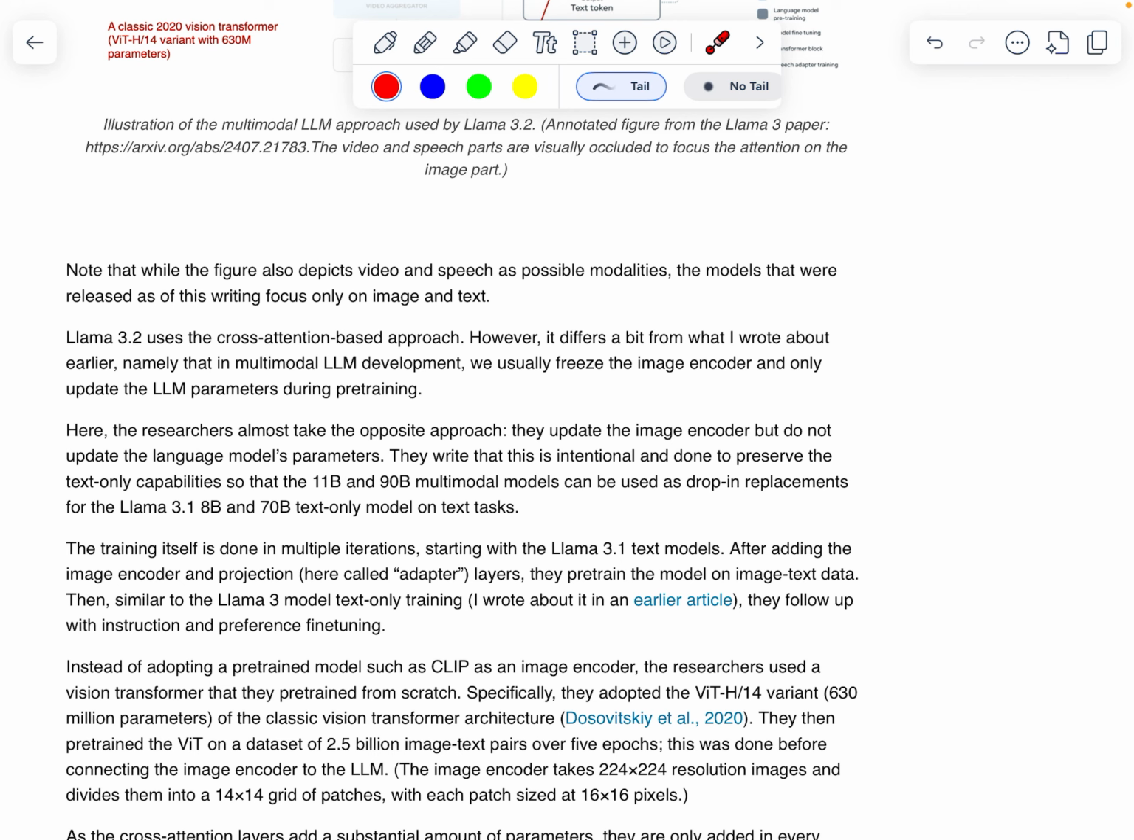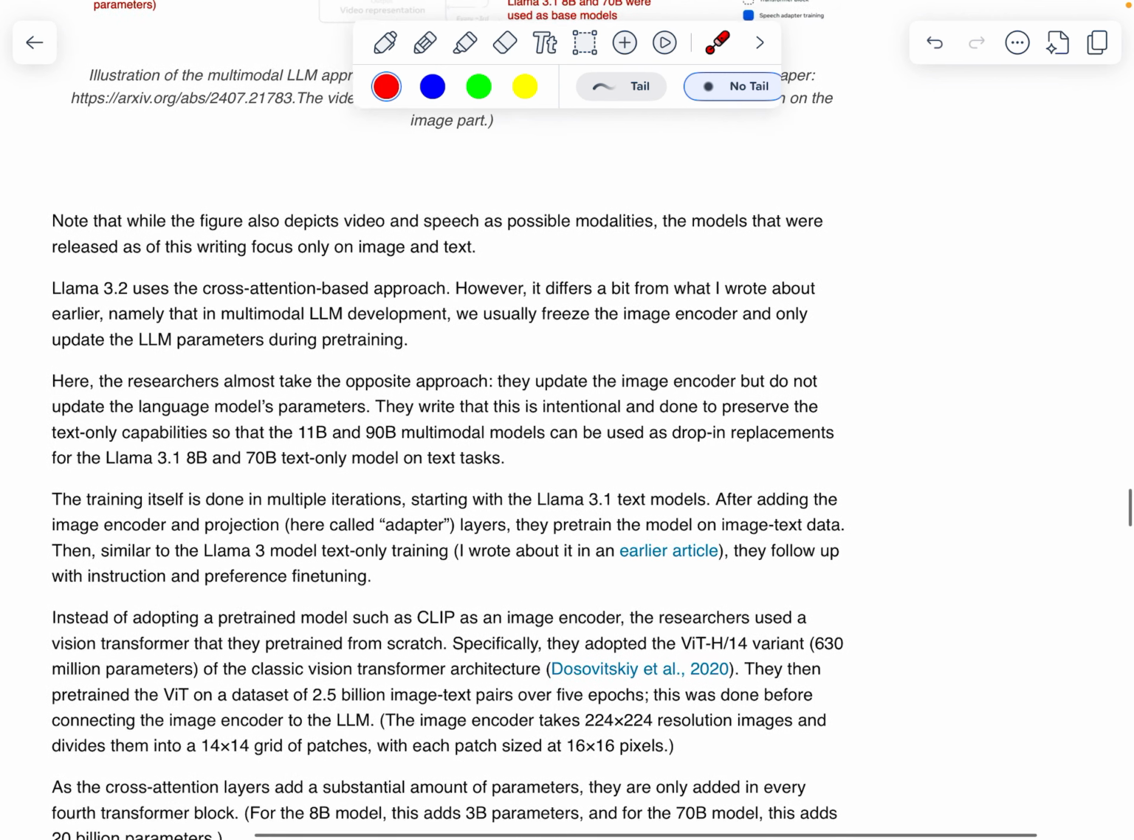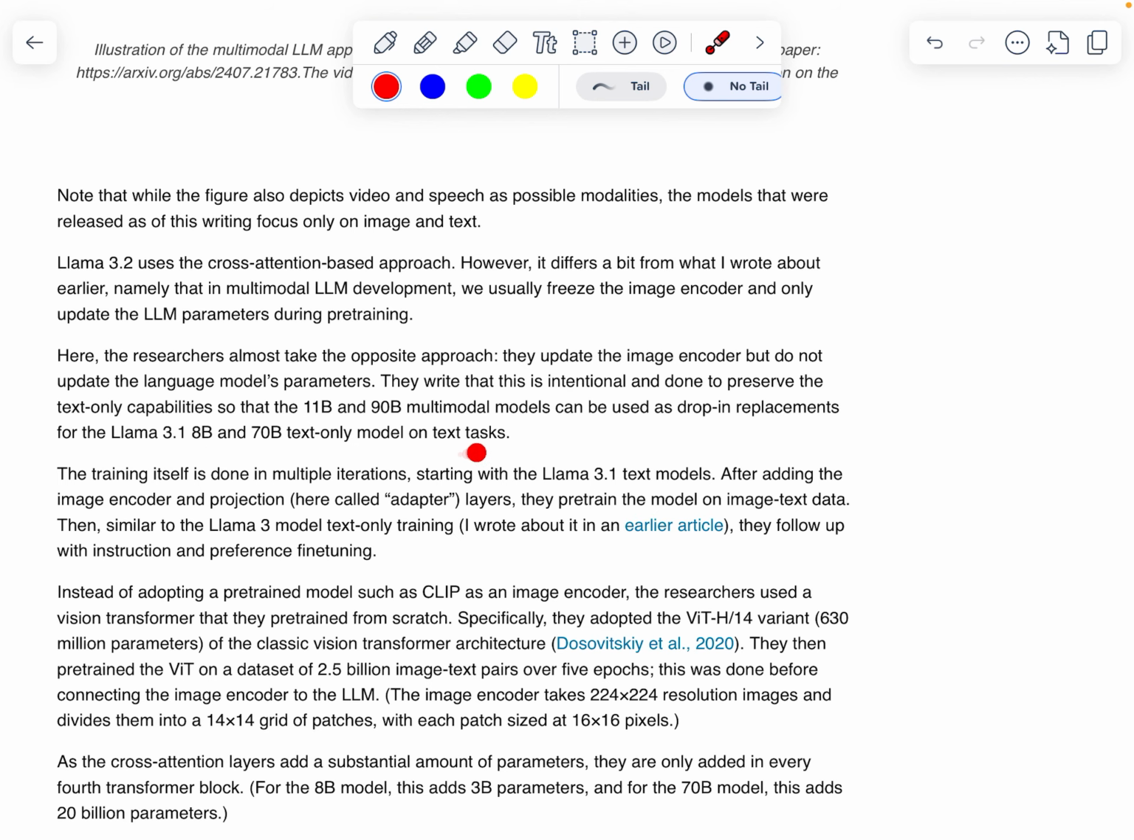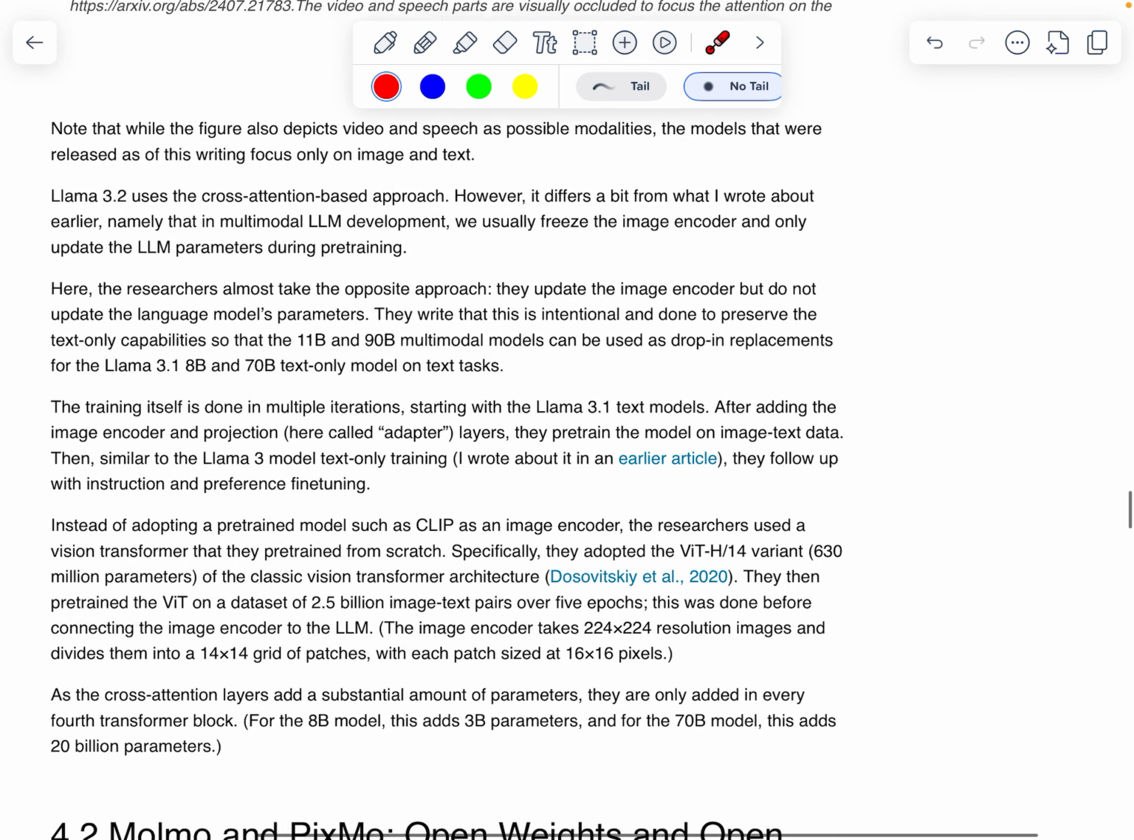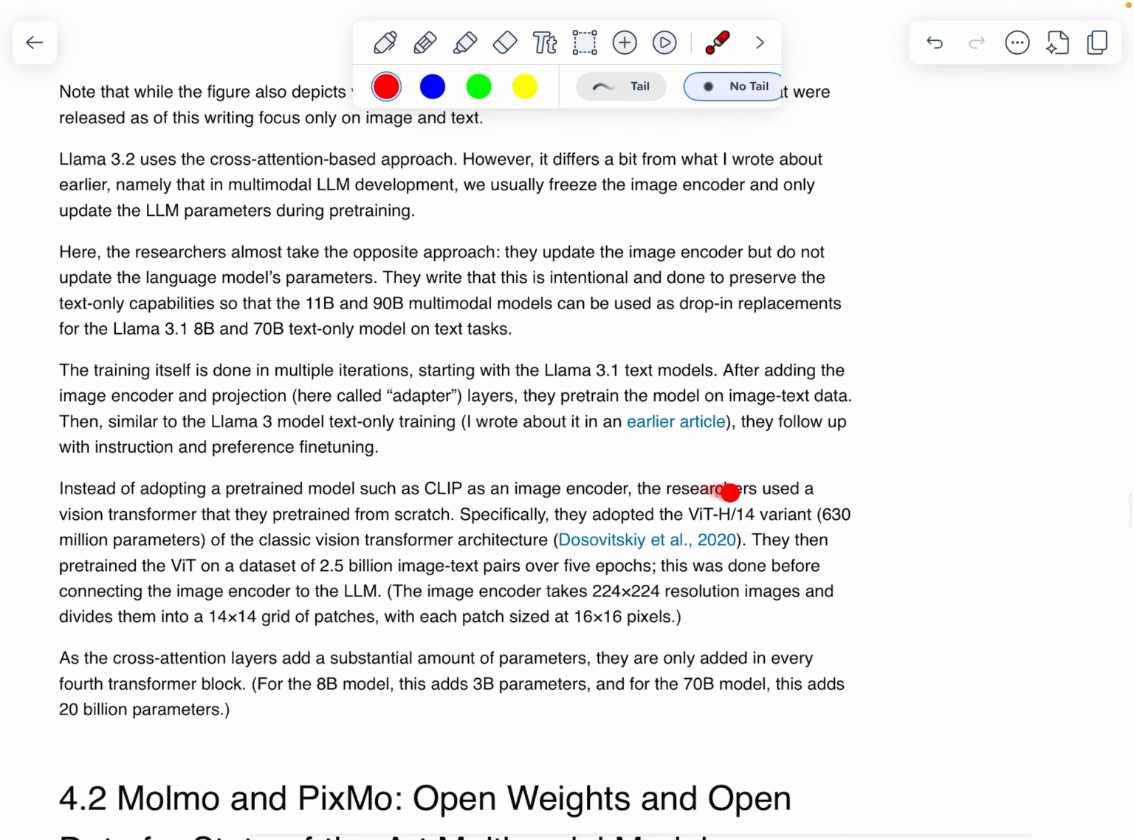So he says something interesting here, like namely that in multimodal LLM development, we usually freeze the image encoder and only update the LLM parameters during training. Here, the researchers almost take the opposite approach. They update the image encoder, but do not update the language model's parameters. They write that this is intentional and done to preserve the text-only capability so that 11B and 90B models can be used as drop-in replacements for the Llama 3.1 and 7B model on test tasks. So they use like, instead of using clip as the image encoder, they use some like VIT-H14 variant.